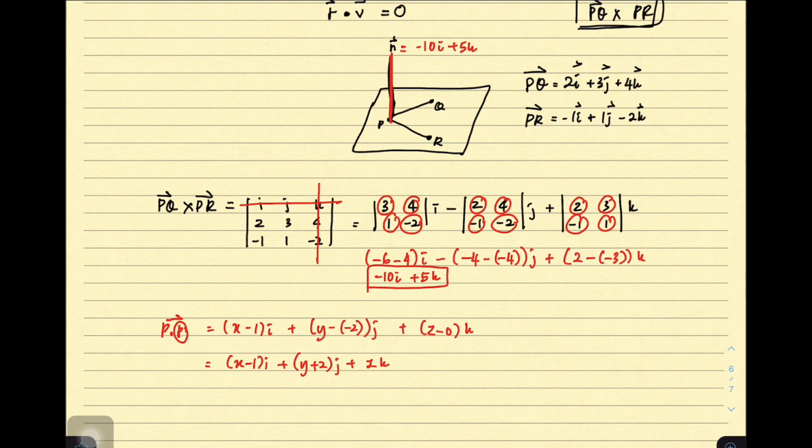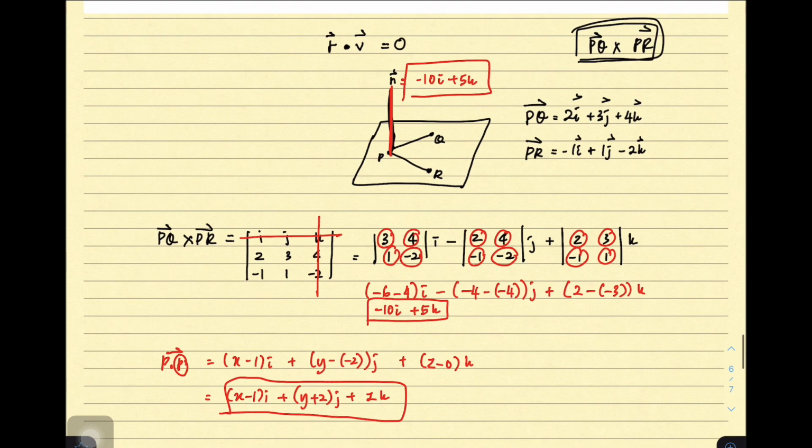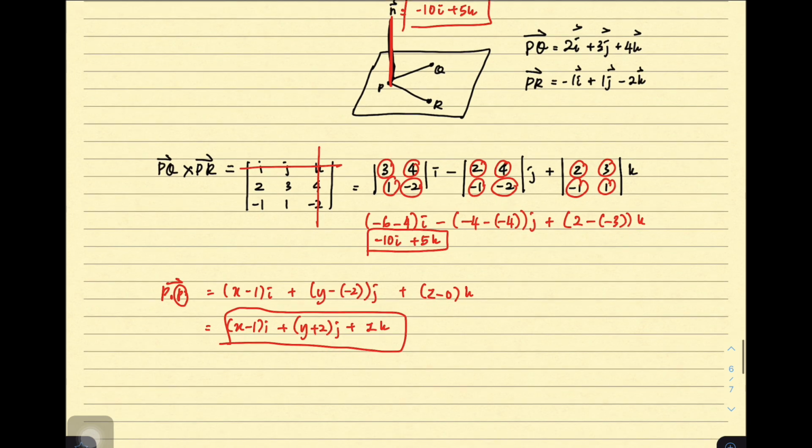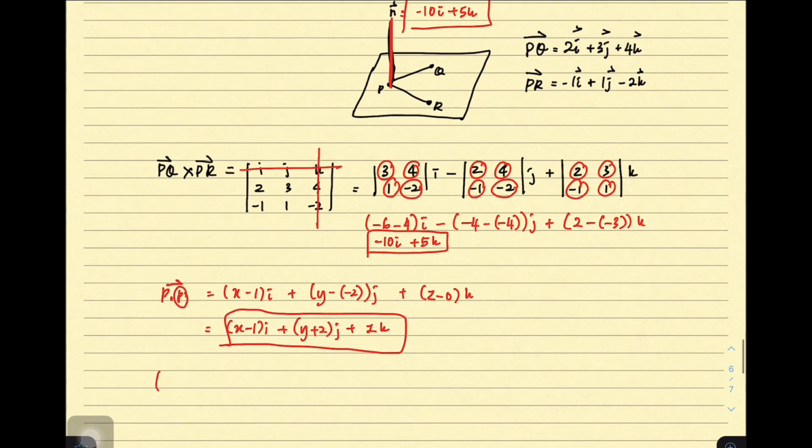So now we have two vectors. This one is the vector on the plane. This one is the vector that is perpendicular to the plane. So we use this relationship: two vectors that are perpendicular, if we do the dot product, we will get equal to zero. Okay, the vector on the plane, which is X minus 1 I plus Y plus 2 J plus ZK, if we dot product it with the perpendicular vector which is -10I plus 5K, we must get equal to 0 because it's perpendicular.